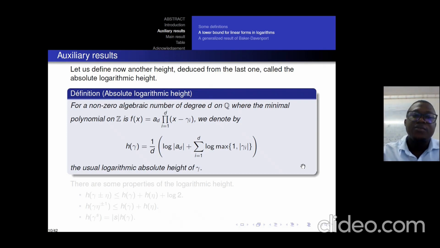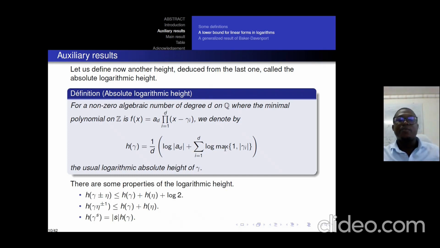When we have an algebraic number of degree t over Q, where the minimal polynomial over Z is f(x), we denote the absolute logarithmic height like this, which is called the usual logarithmic absolute height of gamma. And we know that there are some properties of the logarithmic heights, which can be defined like this.